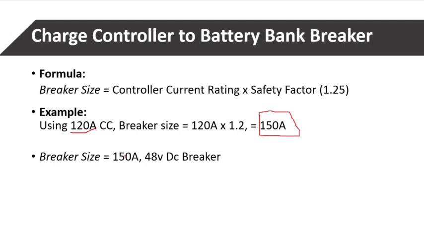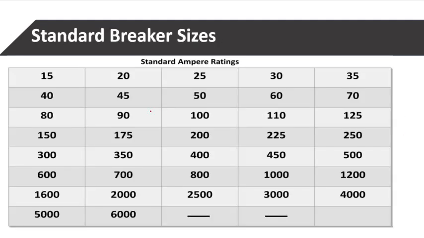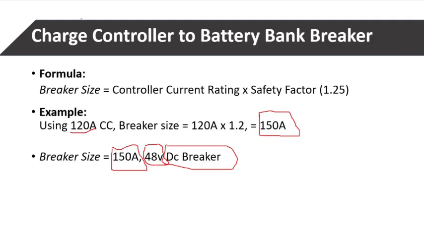it gives us 150 amps. Now our breaker size for this particular example is a 150 amps breaker, and it should be 48 volts because we are using a 48 volts system, and it's a DC breaker, not an AC breaker. A 150 amps DC breaker. So for this breaker size, we are choosing 150 amps for this particular example: a 150 amps DC breaker between our charge controller and battery bank.